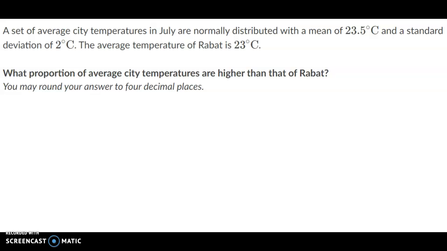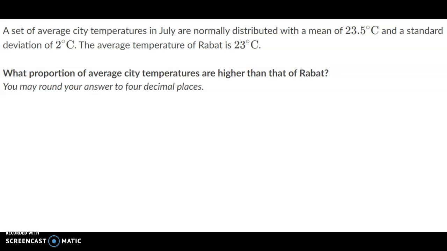We're going to find, which must be different from the city that we're looking at because there's 23.5 degrees compared to 23 degrees, what proportion of average city temperatures are higher than that of Rabat. You may round your answer to 4 decimal places. Okay, so that's the question.